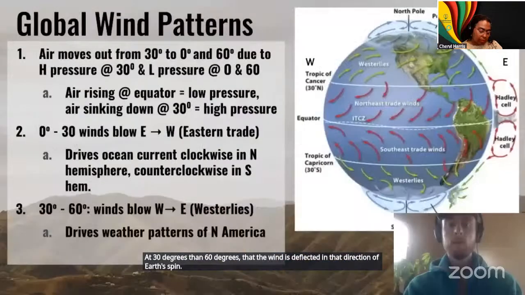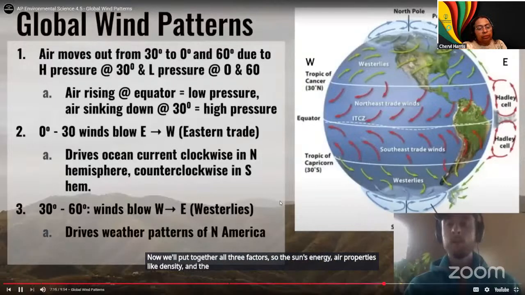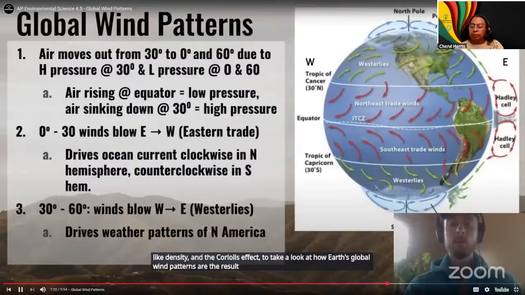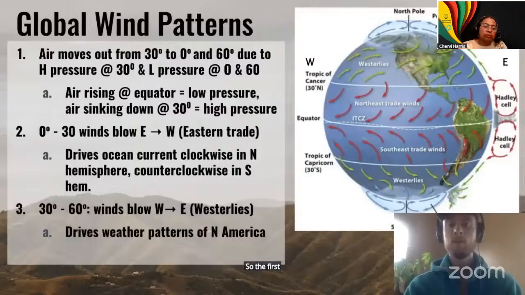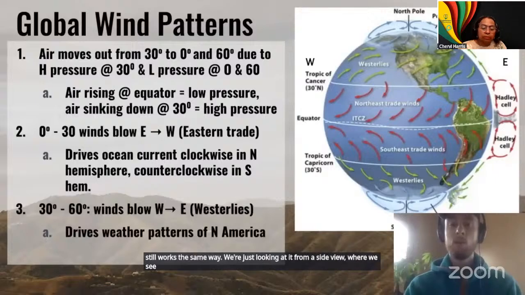Now we'll put together all three factors, so the sun's energy, air properties like density, and the Coriolis effect, to take a look at how Earth's global wind patterns are the result of those factors. So the first thing I want to do here is point out that our Hadley cell here still works the same way. We're just looking at it from a side view where we see all of Earth, rather than looking at it from the viewpoint of being on Earth's surface like we did in our first slide.